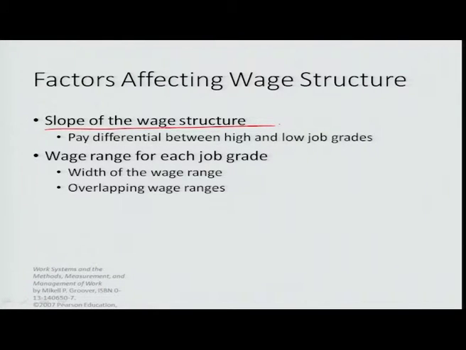So, a slope can also be referred to as the pay differential between the highest and the lowest job grades. So, once you have categorized all the jobs into different ranks, and once you have tried to arrange the jobs in a hierarchical manner, you could create a pay differential between the highest job grade and the lowest job grade, and that could be looked at by looking at the slope of the wage structure. So, the wage range for each job grade could have either a fixed width of the wage range, or an overlapping wage range structure, and this can be graphically illustrated here.